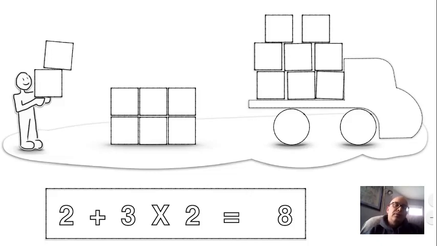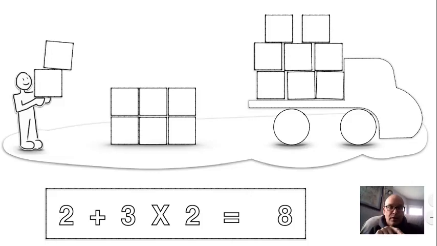So here's an example of an equation. 2 plus 3 times 2 equals 8. This is like a math sentence. It's like a story. What's the story? Well, there's a man, and the man has a bunch of boxes, and he wants to put them on his truck. He starts off and he has 3 times 2 boxes. What's 3 times 2 boxes? That's 6 boxes. See how it goes?